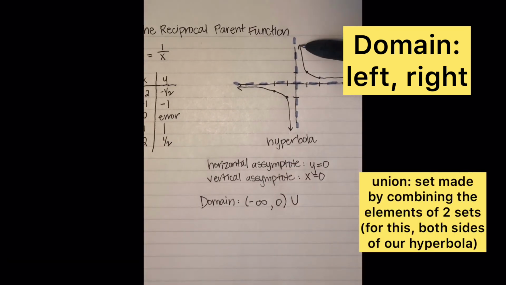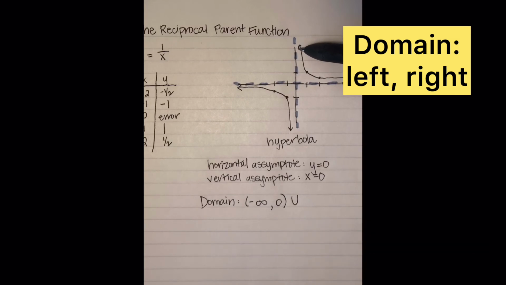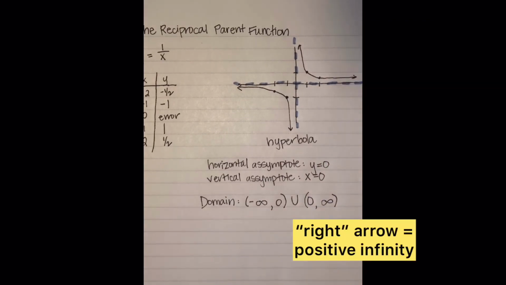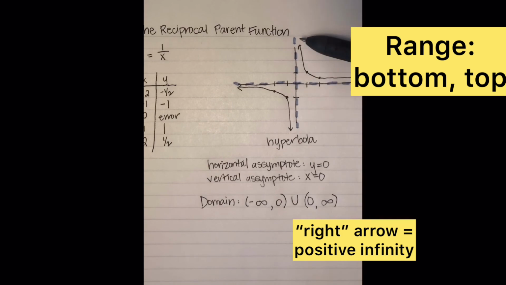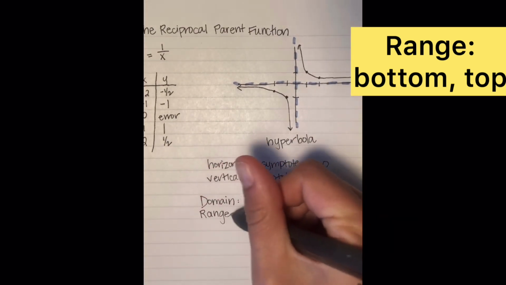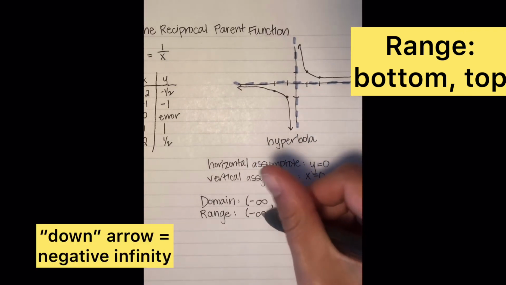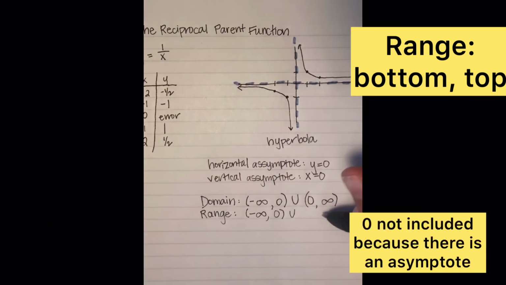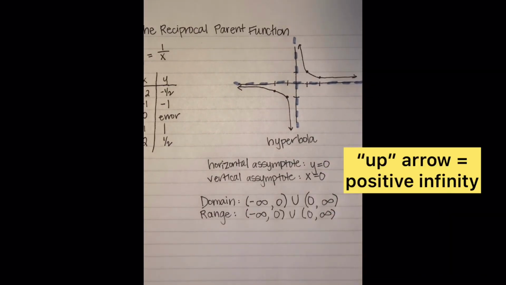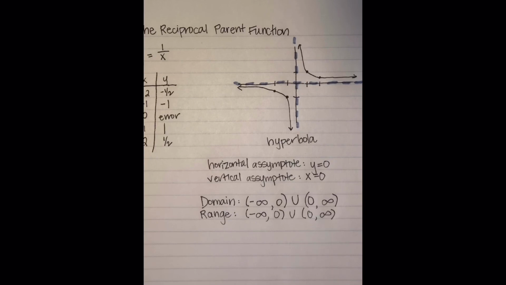Union, we start again here. It is an arrow, but it starts technically at 0, not included, all the way to positive infinity. Range will be the same thing, bottom to top. We have a gap also at 0, so the range is the same. Notice there are no x-intercepts, no y-intercepts because of these asymptotes.